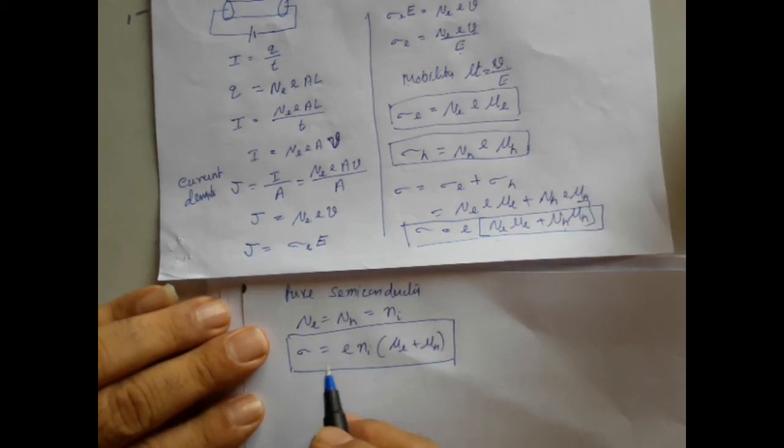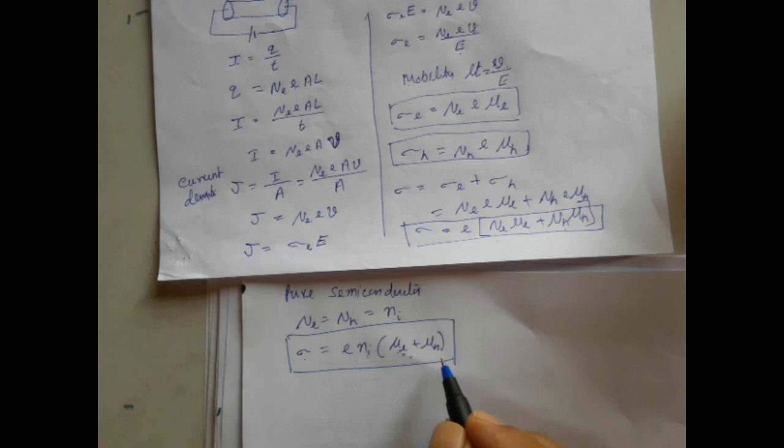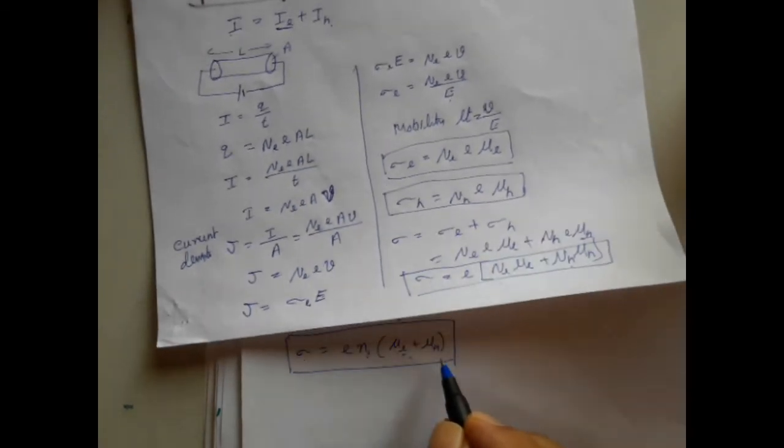Therefore, as I already said, the conductivity in the case of a semiconductor depends on the intrinsic charge carriers, that depends on the doping, and the mobility of the electrons as well as the holes that are present in the given material. This is the conductivity.